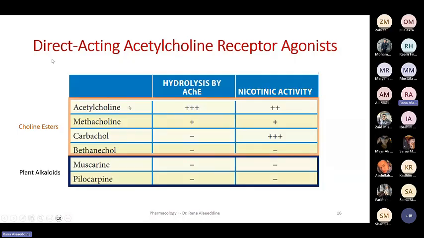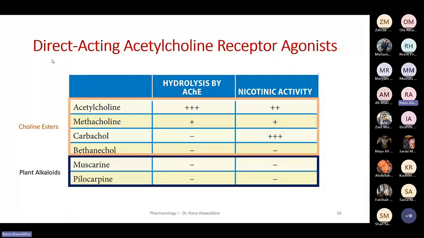Now, methacholine, does it get hydrolyzed by cholinesterase? Slightly. Well, it does, okay? So do you think that the duration of action of both is going to be long or short for those? Short. 100%, thank you. And for the nicotinic activity, which means, do they bind the nicotinic receptors? Yes, they do. They bind the nicotinic receptors. Do you think this is good or bad? Bad. Yes, thank you so much. So, yeah, this is also bad, okay?